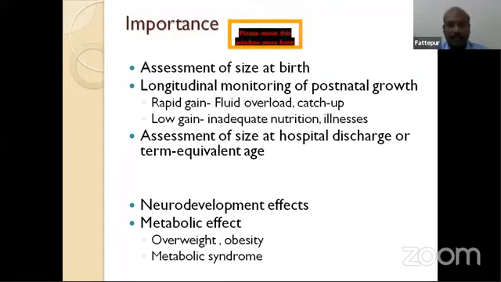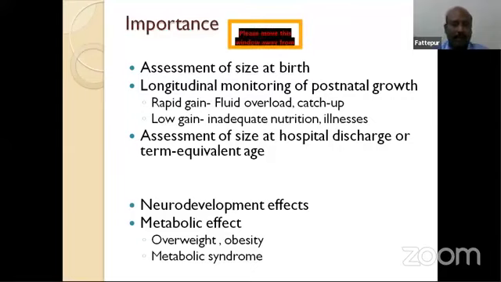And also, we will be having an assessment of size at hospital discharge, so at the term equivalent age, whether they are still able to keep up with the growth charts, whether they are able to come to near normal or normal. Okay, so these three short-term effects we have to find in the growth charts.